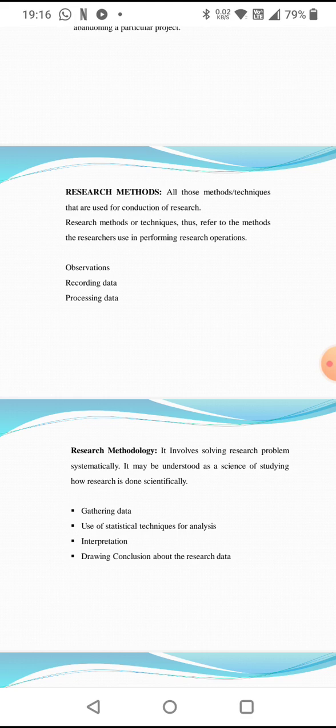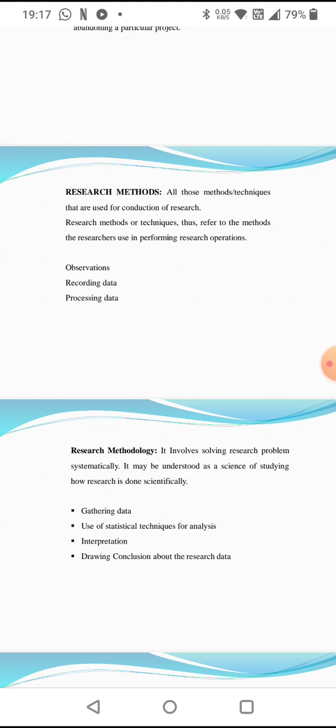Basically, these research methods are those methods or techniques that are used for conduction of research. Yes, very much true. Research methods or techniques refer to the methods which are used in performing research operations. Yes, so either research or research operations. It might be observations, recording the data, processing, analyzing, reporting. It includes everything, right? So coming to research methodology, what exactly do we mean by research methodology?